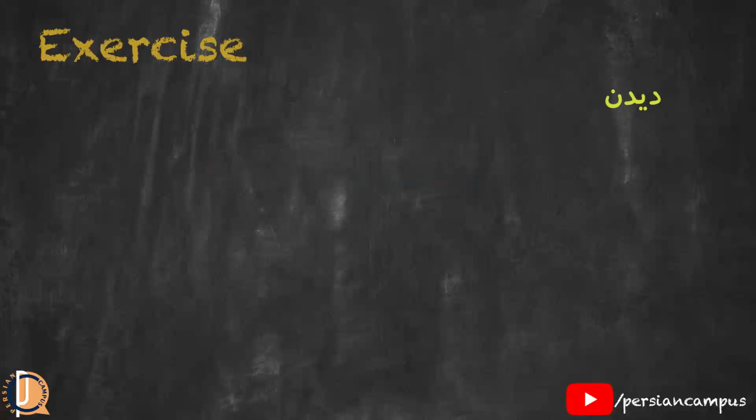Now with the verb دیدن. من یک ماشین. The subject is من. The suitable ending for the verb is ـم. The conjugation would be میبینم.